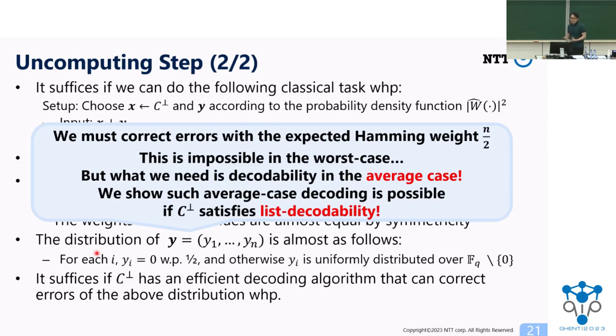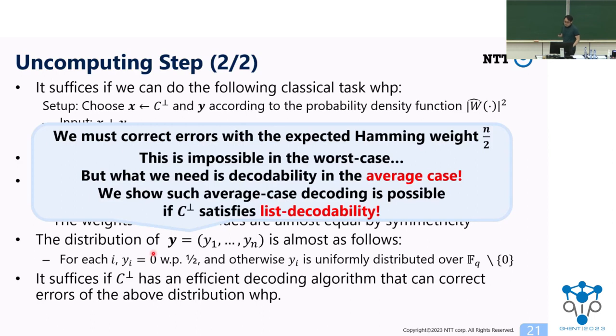So list decodability means that we have a decoder that outputs a list of candidates of the original code word that must contain the original code word. At first glance, such a list decoding is not useful for our purpose because we have to uniquely decode the original code word X. But what we showed is that thanks to the randomness of this error Y, even if we run the list decoding algorithm, the resulting list contains only one element with high probability, so we can use list decodability for our purpose, and this resolves the problem.